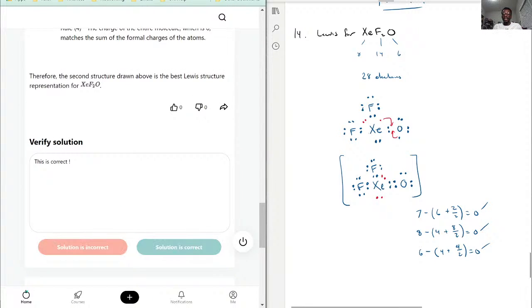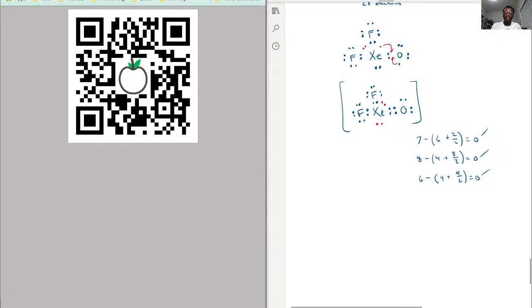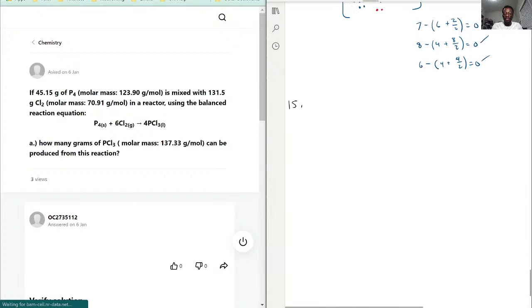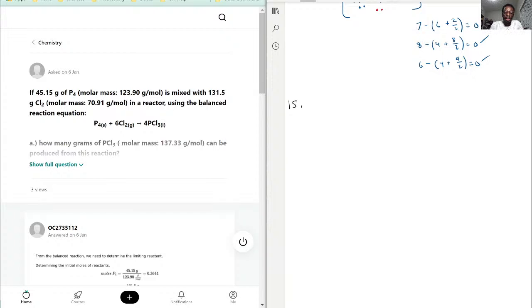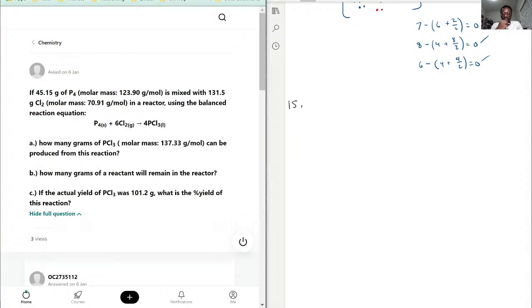Okay, so now let's go on to question number 15. All right. Wow. So this is going to be a multi-step question. Just going through it, it seems that we have excess and limiting, and then it's going to ask us, like running an experiment, if this is how much was produced, what will be the actual percent yield. So just start from the beginning.